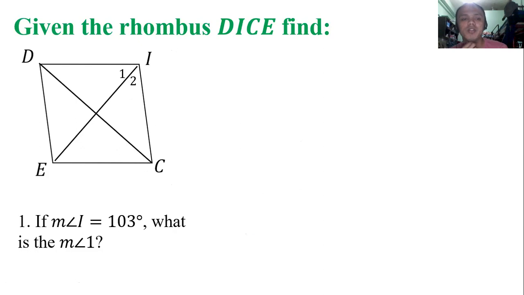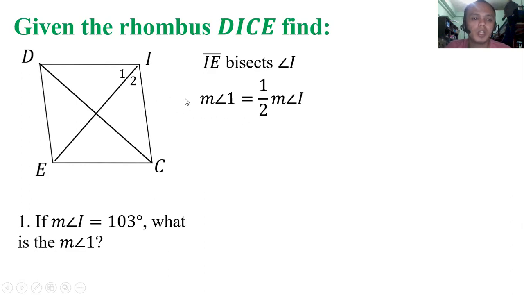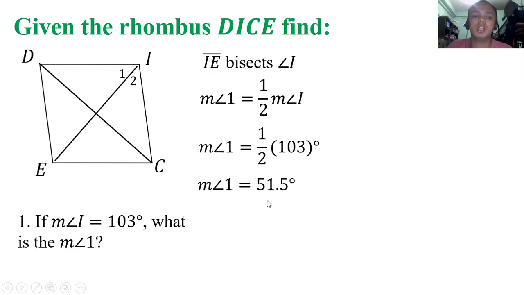Given the rhombus DIES, find the following, no? If measure of angle I is equal to 103 degrees, what is your measure of angle 1? Again, IE bisects angle I. Now, your measure of angle 1 here is equal to half of measure of angle I. Okay, substitute. Your I here is 103 degrees times 1/2 or divided by 2. Then we have 51.5 degrees for measure of angle 1. Okay?